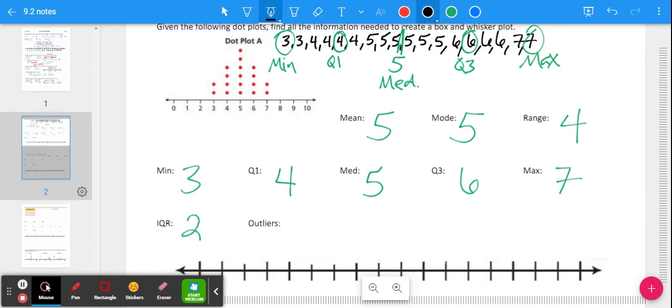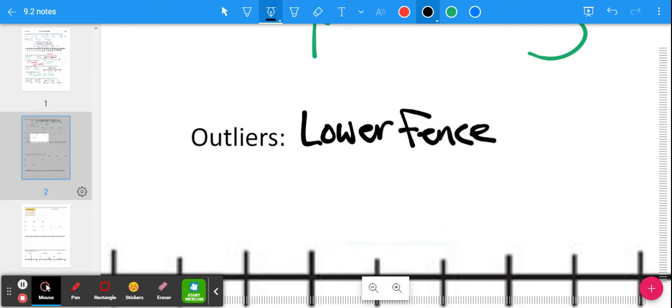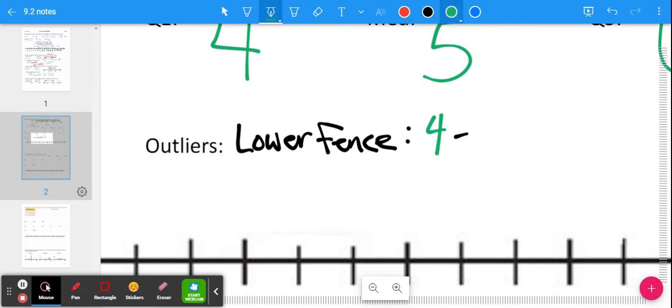So we need to do the formula. So our formula, remember, for the lower fence is Q1, which in this case was 4, minus your IQR, which we already found is 2, times 1.5. Now, what I left in black is straight from the formula, and what's in green are the values that I had to change, my Q1 and my IQR. So when I plug that into the calculator, it gives me a 1.